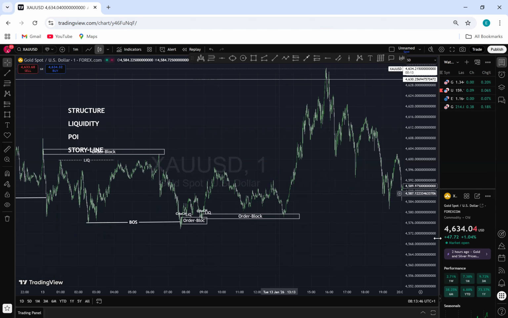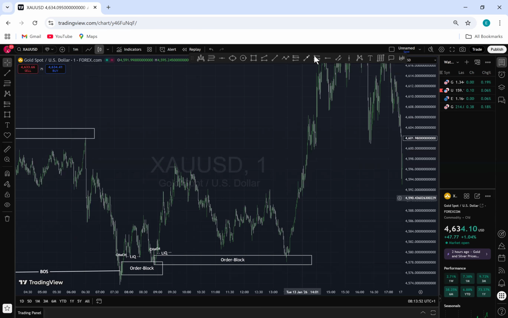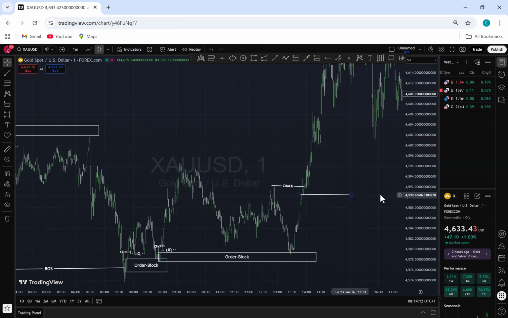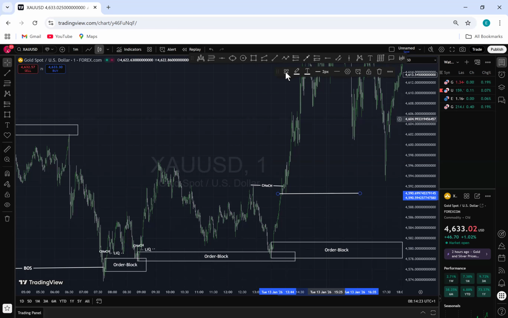Now, if you are following market structure, or let's say you were not able to catch this move, then what should be the next thing? This should be your change of character, and then let's see where the liquidity is. This should be your liquidity, and you know this would now be the source, right? And then we have our order block here. You have your order block here.